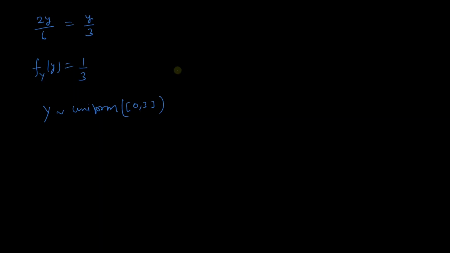Now let's do one more thing. Let's compare the PDF of x with the PDF of y. We saw that the PDF of x was equal to 1 by 6 and the PDF of y came out to be 2 times the PDF of x. So why is that? Let's try to understand this problem graphically.